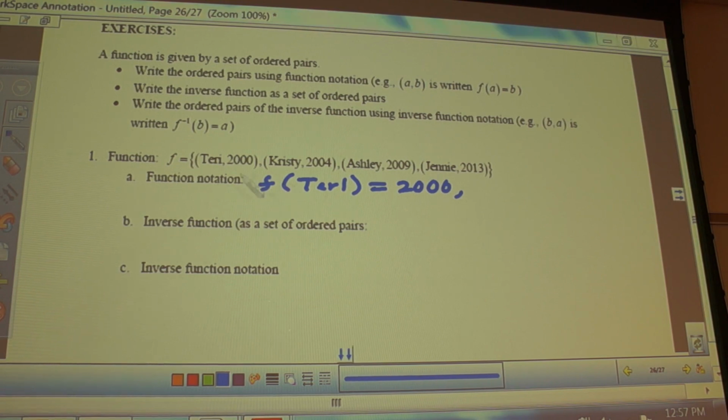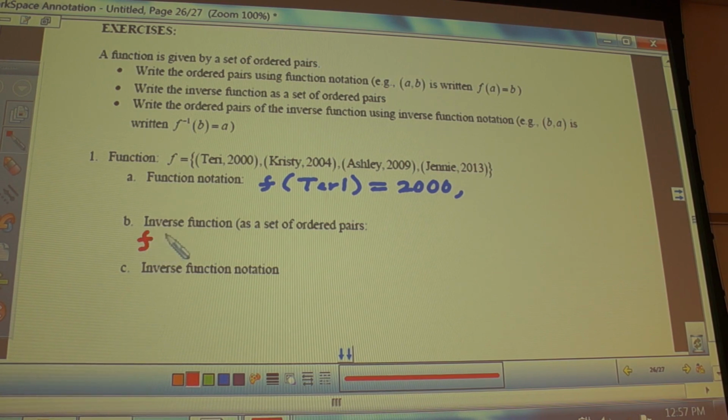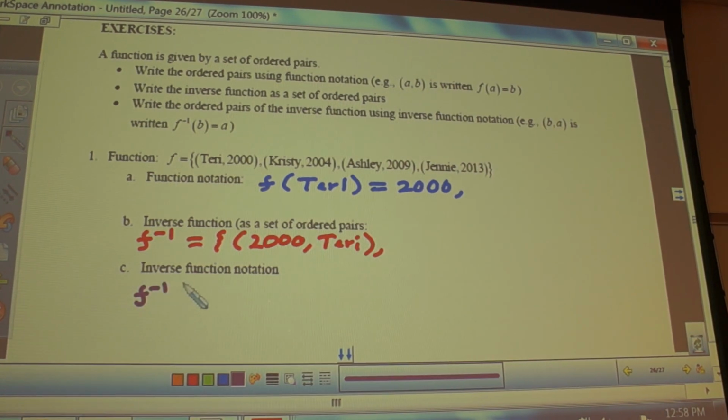The inverse of a set of ordered pairs. So heads up, guys, look up for a second. F inverse, f to the negative 1 power, equals squiggly line, and then I'm going to put in each one of my points, only the x's and the y's swap. Inverses swap places, and you're going to list out the rest of them. And then for inverse function notation, you're going to do that same concept: f inverse of, now my input's 2000. 2000 is going to spit out what? Terry. Good. Everybody all right with that part?